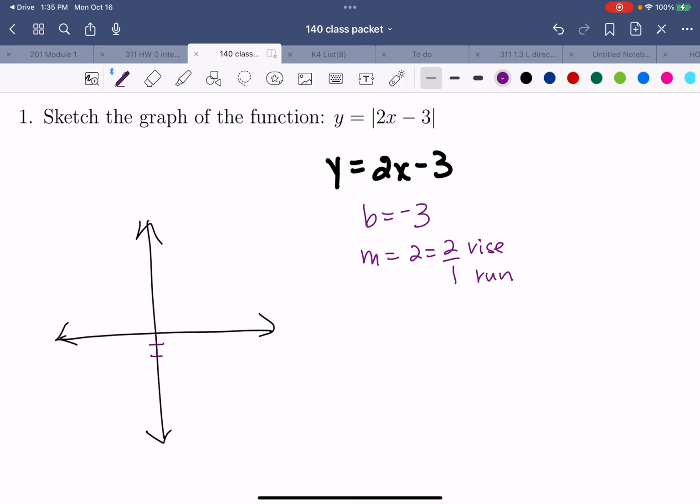So at -3, I'm going down here, closed circle. And we want to go up and to the right 1, up and to the right 1, up and to the right 1. So your line without the absolute value looks like this.